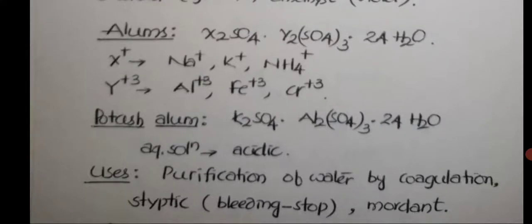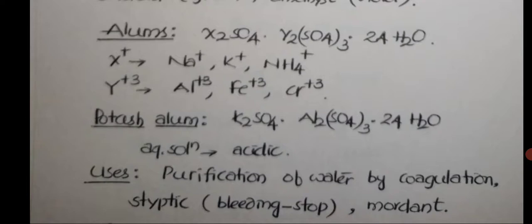Alum salts: X2SO4, Y2(SO4)3, 24H2O, where X is a monovalent cation like sodium, potassium, ammonium. Lithium cannot form it. Remember this point. Lithium cannot form because of its small size. Y is a +3 ion: aluminium, iron and chromium.